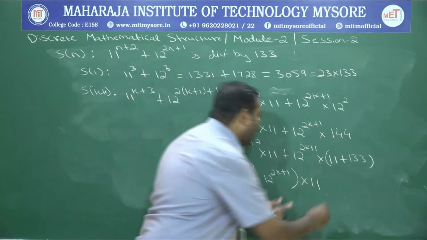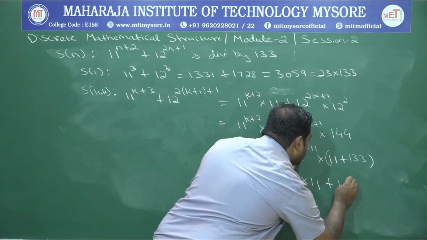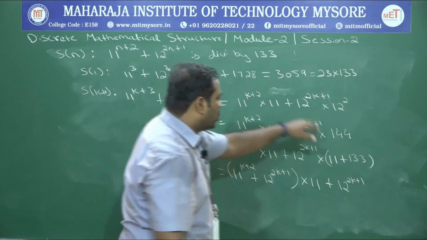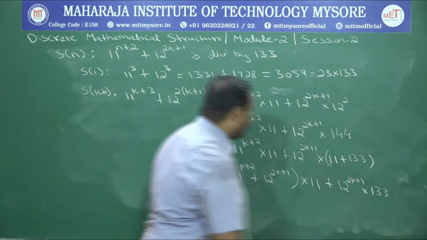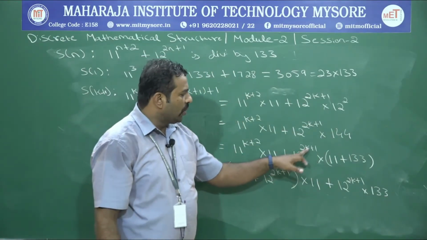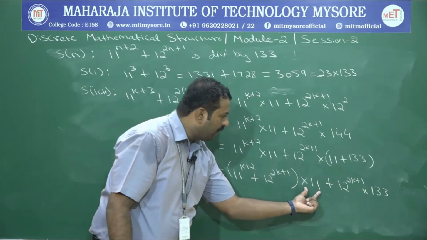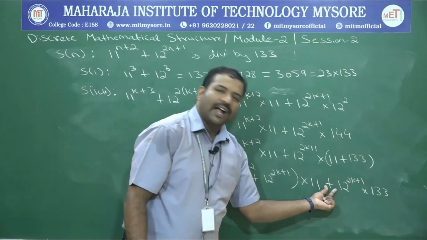So plus, again I need to have 12, so 2k plus 1, multiplied with 133. I have divided this into two parts. It is 12 into (2k plus 1) into 11, and 12 into (2k plus 1) into 133 with the addition.